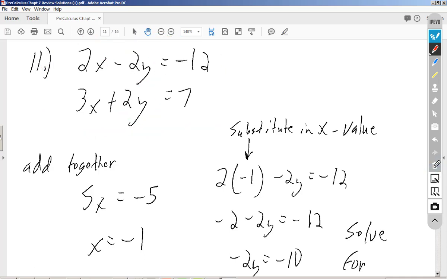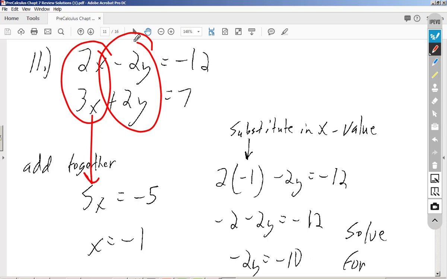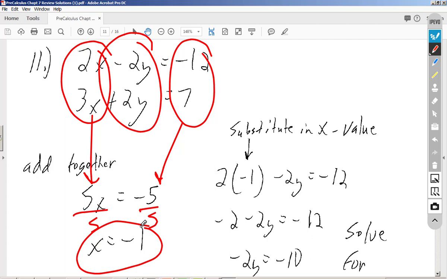So adding this together, I've got 2x plus 3x is going to give me the 5x. This gives me 0, so that's what makes this work. And then this, negative 12 and 7, is going to give me negative 5. I divide both sides by 5, and I get x is equal to negative 1.